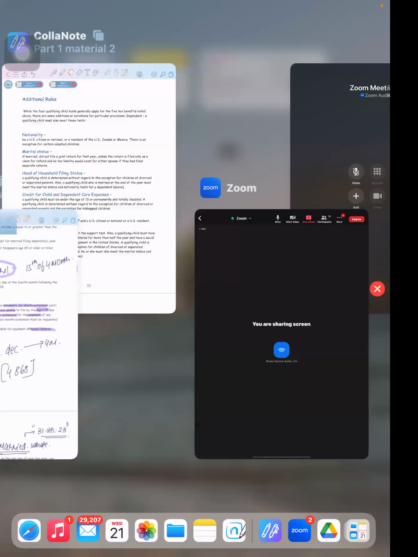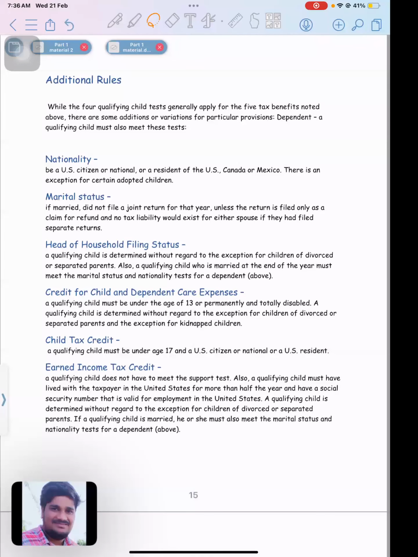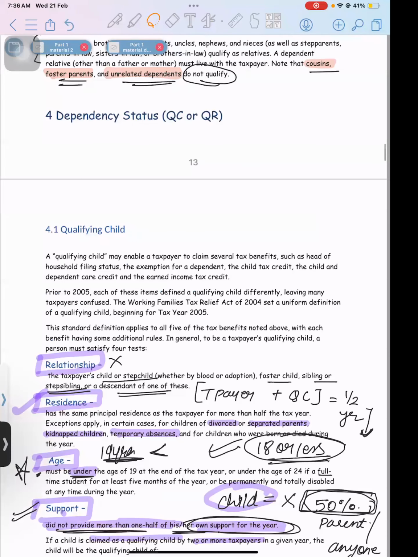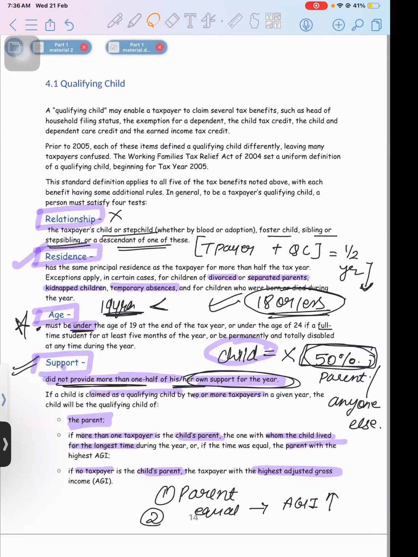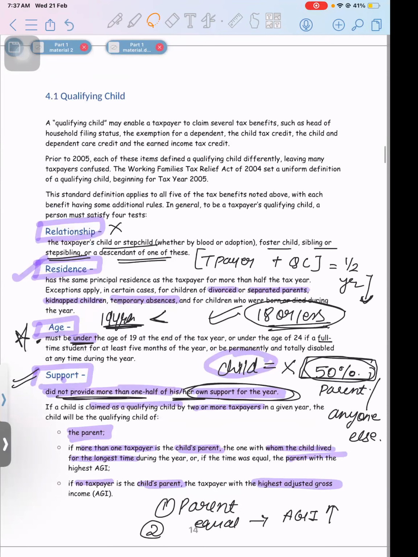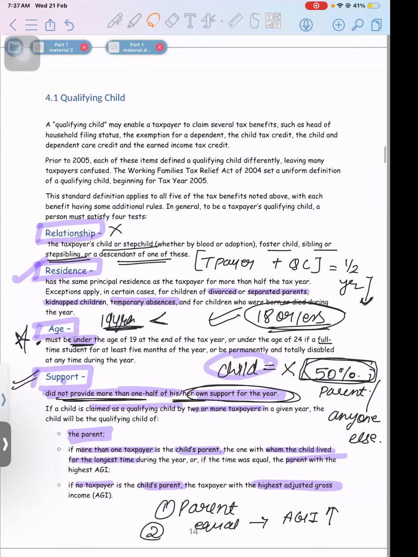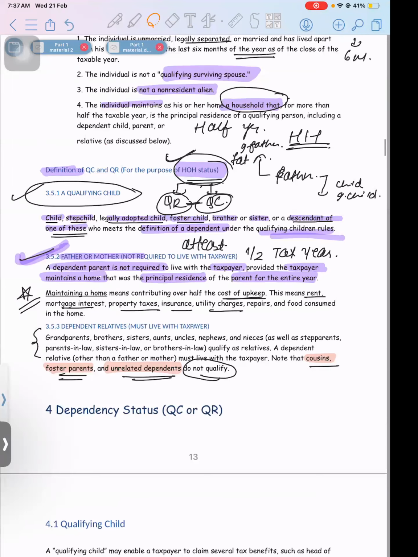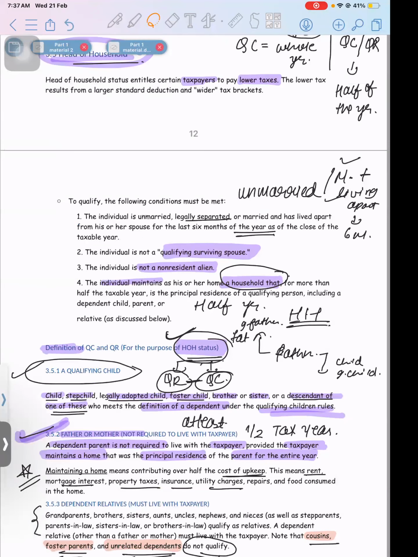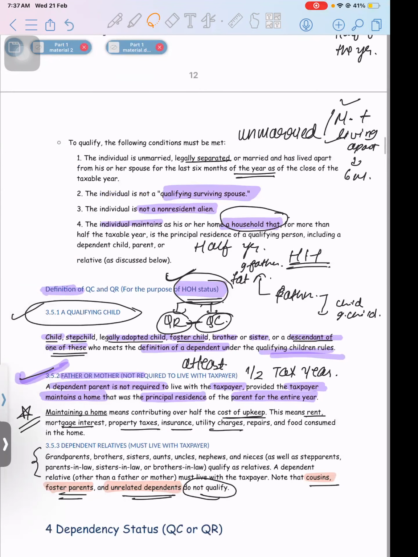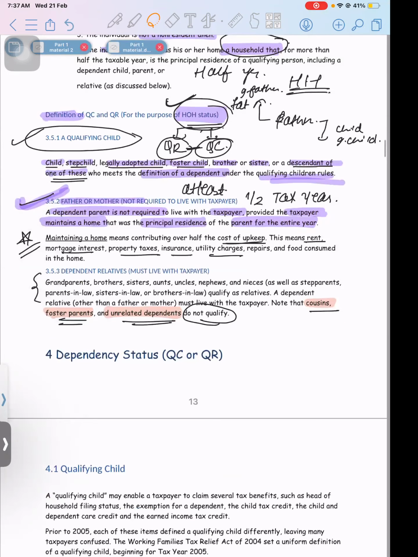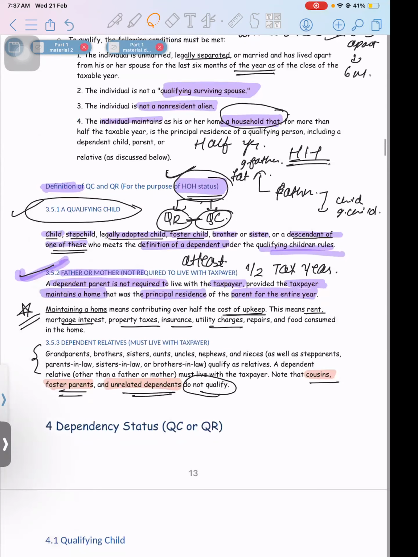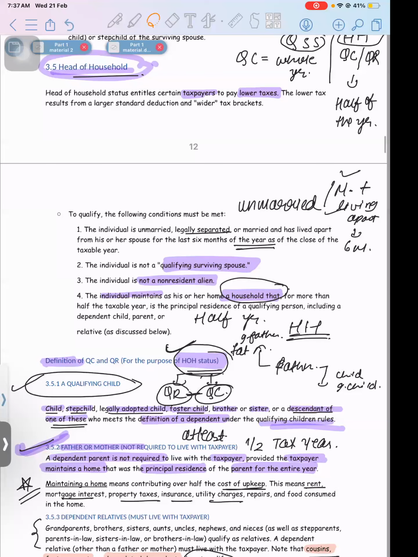All right. So yesterday we completed the qualifying child four tests, right? Relationship test, residency, age test, and support test. Before that, we started with the types of filing status. In that, we completed married filing joint, married filing separate, qualifying child and qualifying relative definitions, what HOH status is, head of household, and qualifying surviving spouse.